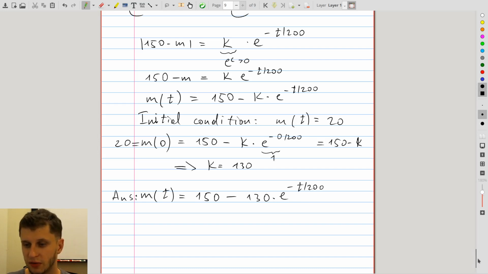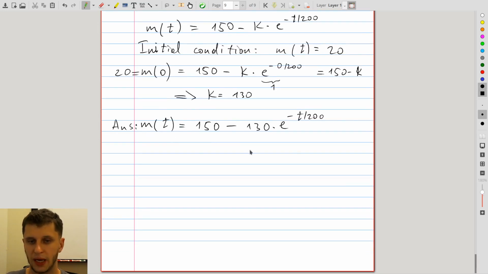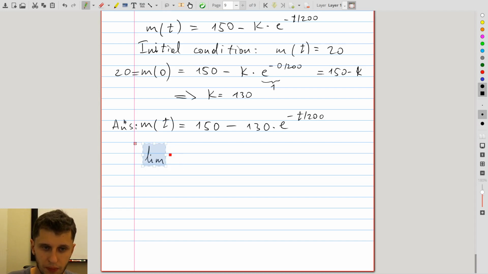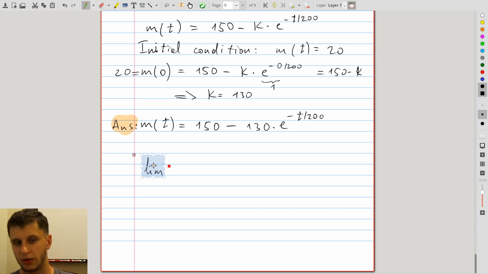Now, it is instructive to study the behavior of this function again for t goes to infinity. So what happens after we let this tank run for a long time? So let's look into that. So what is the limit? Now, this is an additional question. We have already answered the question of the problem. We're just playing with it a little bit to see what else we can learn about it.